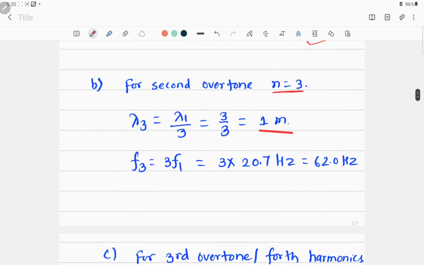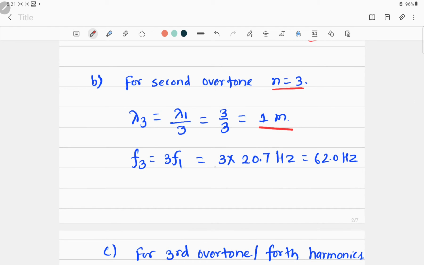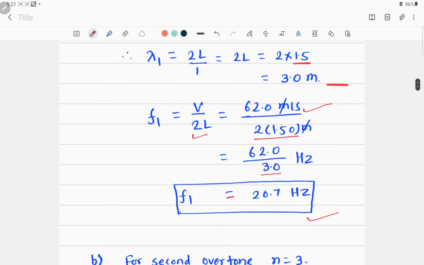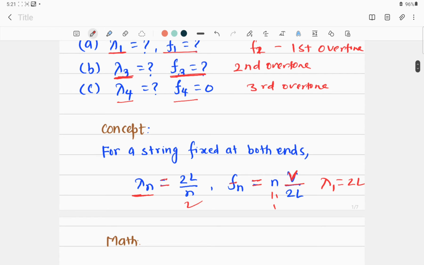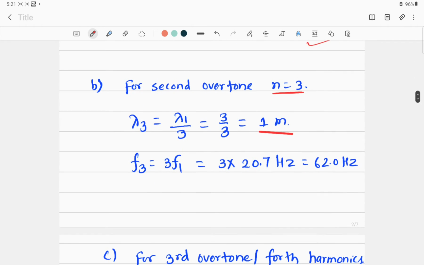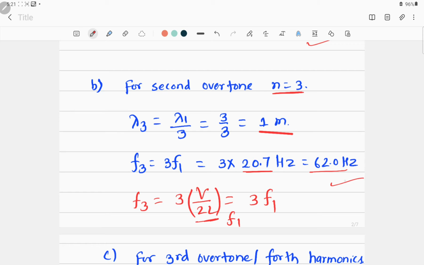To find the frequency for the second overtone, in the equation here insert n equal to 3, fn equal to nv by 2L, right? f3 equal to 3v by 2L. But what is v by 2L? This is f1. So f3 will be 3 f1. Inserting this value, you will get 62.0 hertz, which is the frequency for the second overtone.